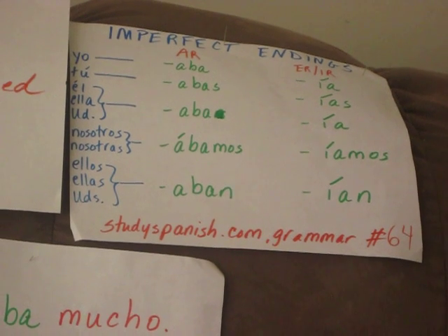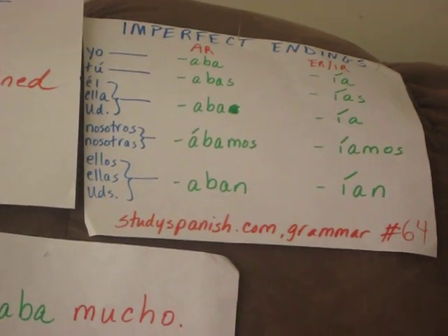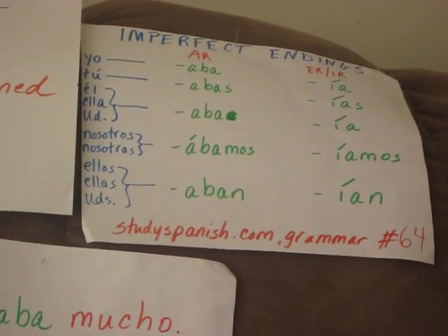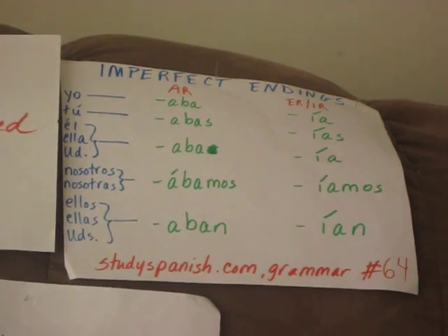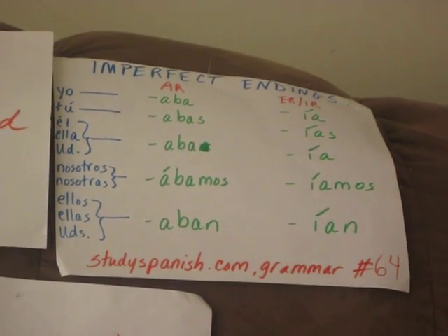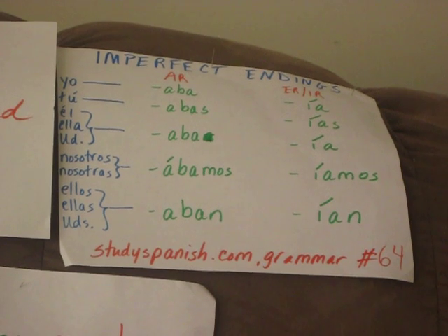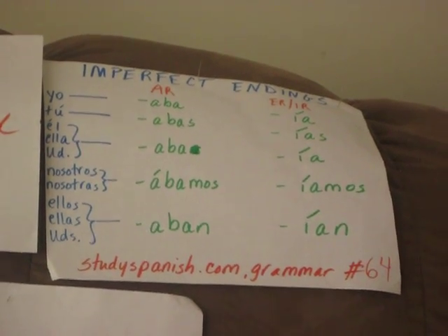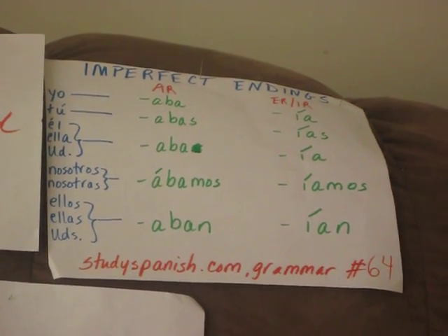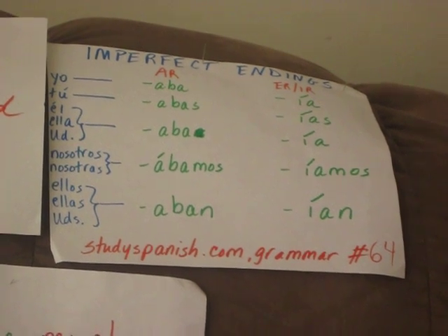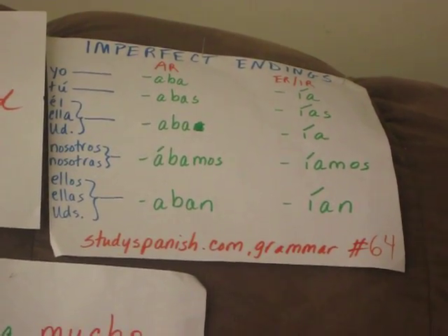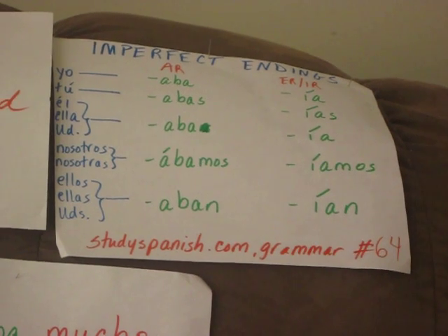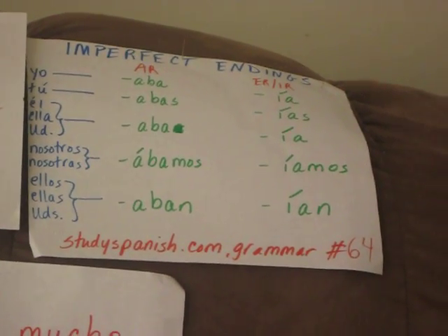Did you notice that yo, él, ella, and usted are the same? If you did, you're smart, brilliant, and wonderful. If you didn't, that's okay. But notice that they have the same ending, so you have to have your pronouns to tell you who you're talking about. Yo hablaba. Él hablaba. I used to talk. He used to talk.